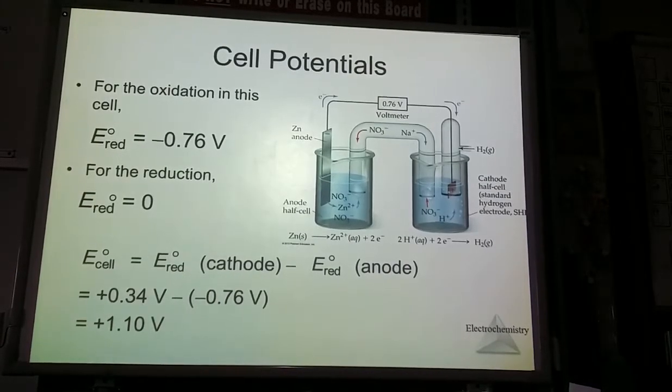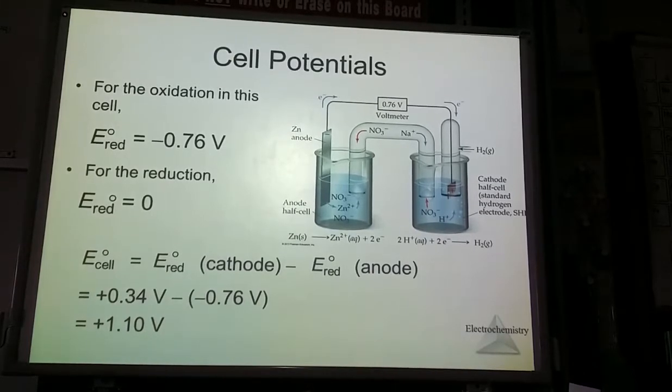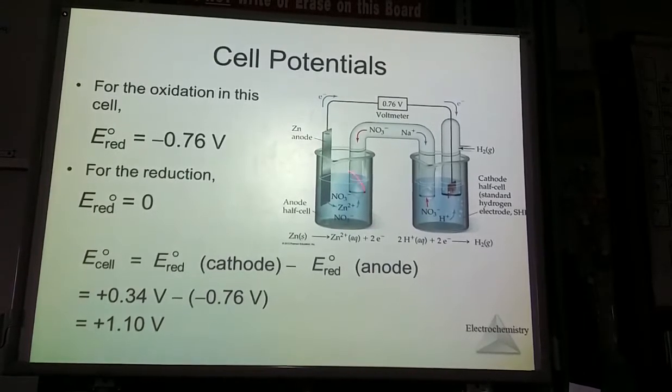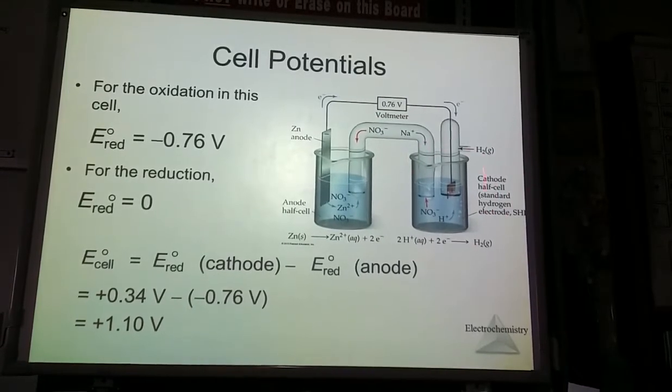Okay, let's look at an example. So let's say that I have zinc metal in a zinc nitrate solution, and I also have my SHE over here. The salt bridge is going to be Na+ and NO3-. Zinc is being oxidized, it's over here at the anode, and the SHE then is going to have to be acting as the reduction half step if this is what's being oxidized.